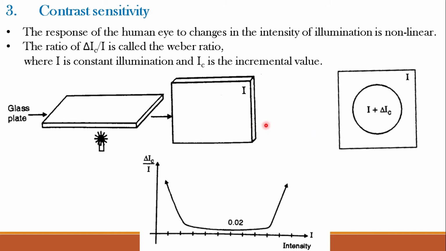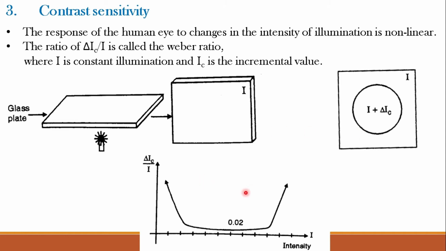So a low Weber ratio means that even a small variation of delta I was detected by the observer, right? And that is a good thing. A high Weber ratio implies that large variations were required for the observer to notice the changes. That is delta IC plus delta IC and so on. Hence, a low Weber ratio means that the observer has good contrast sensitivity, and a high ratio means the observer has poor contrast sensitivity.